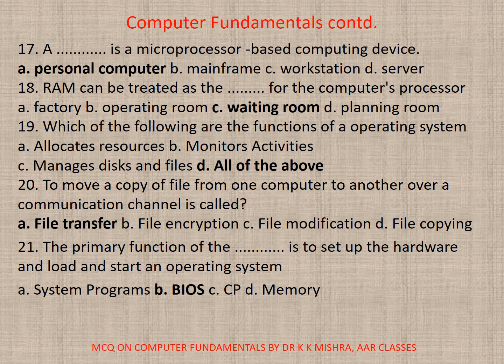19. Which of the following are the functions of an operating system? A. Allocates resources. B. Monitors activities. C. Manages disk and files. D. All. Correct option is D. All.